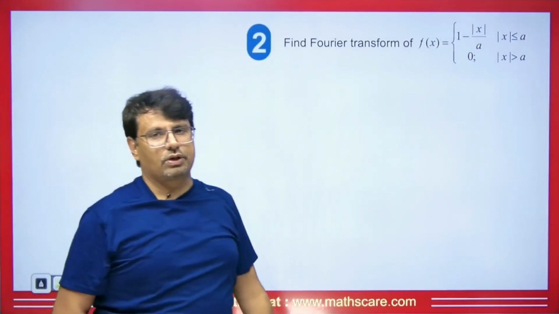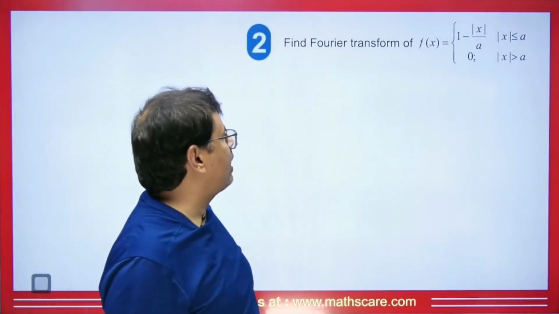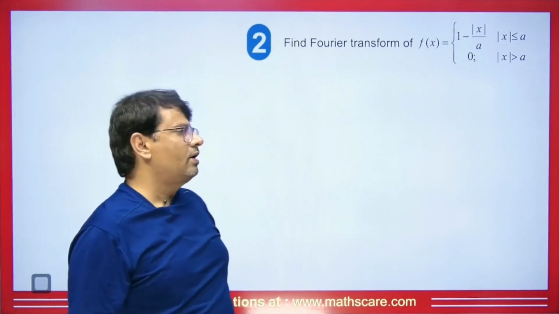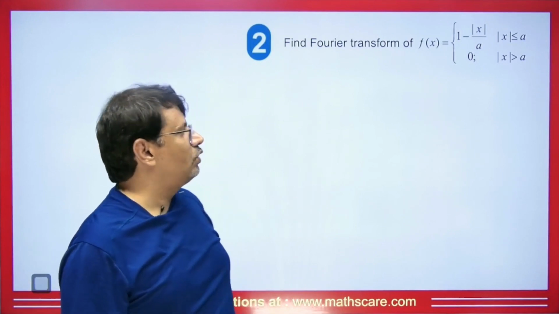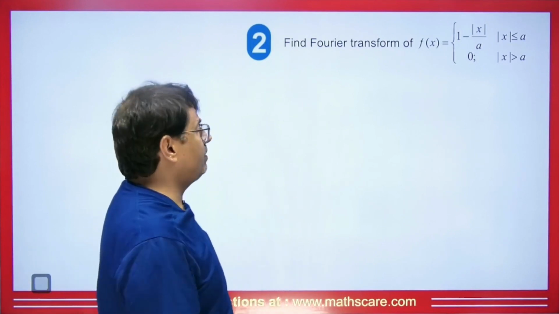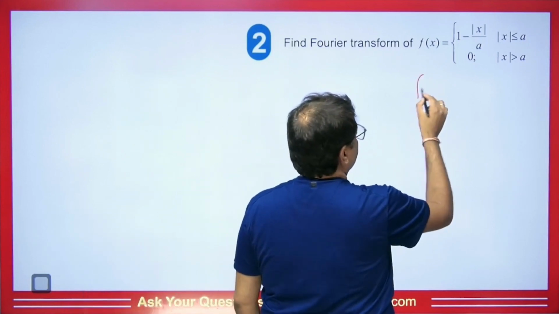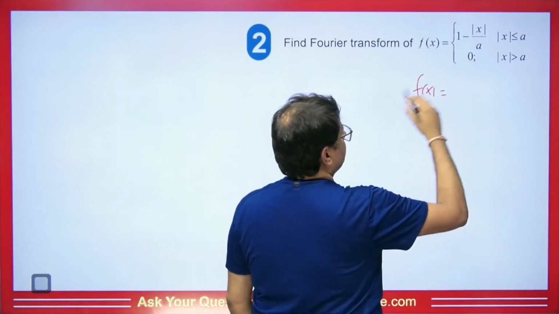Look here, it is a very good question. You are being asked again to find the Fourier transform of f(x). It is given as 1 minus |x|/a where |x| is less than a, and 0 where |x| is greater than a. Is it clear? Whenever we have a question like this, the first thing we will do is redefine this function.